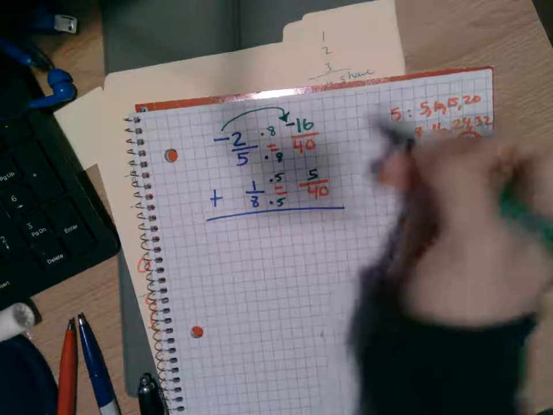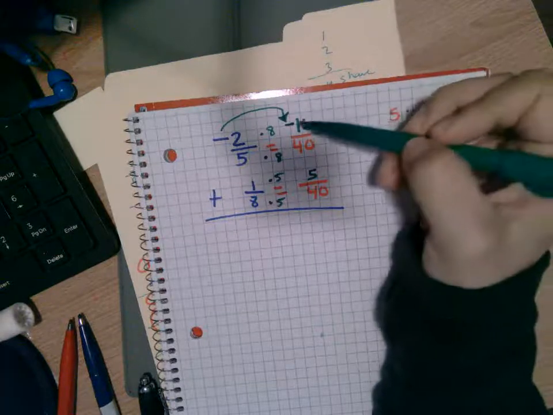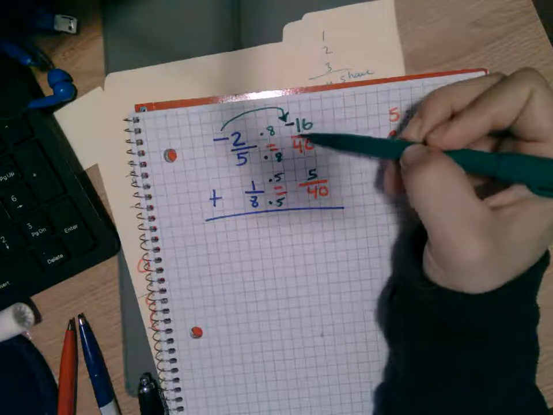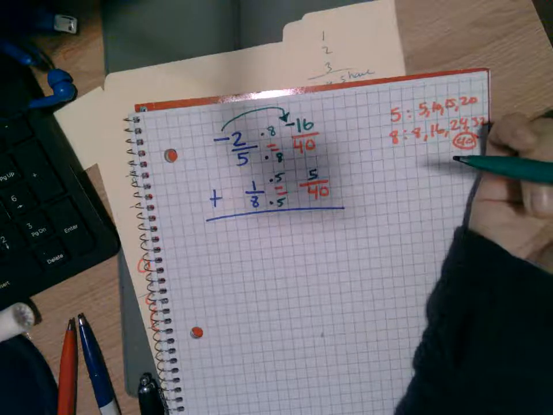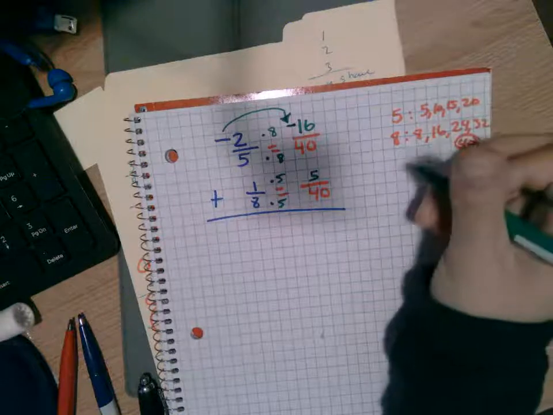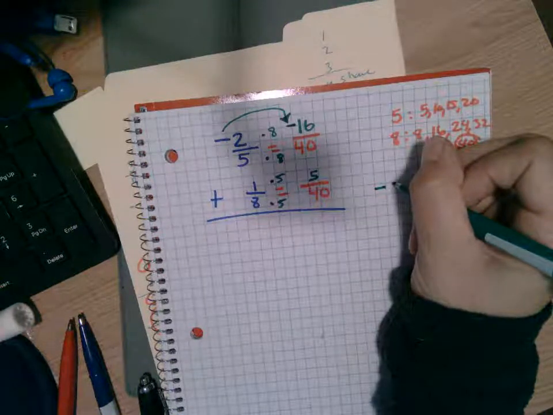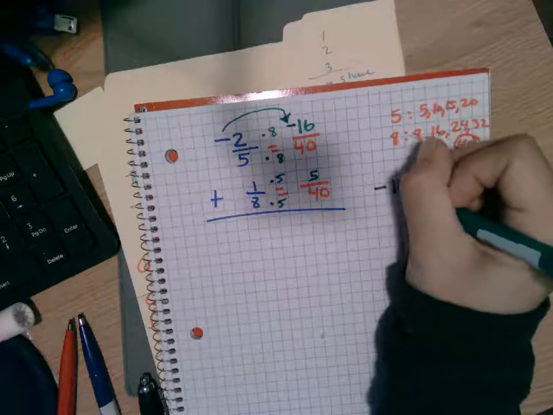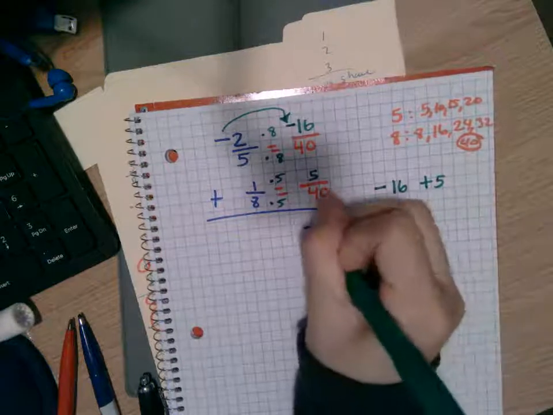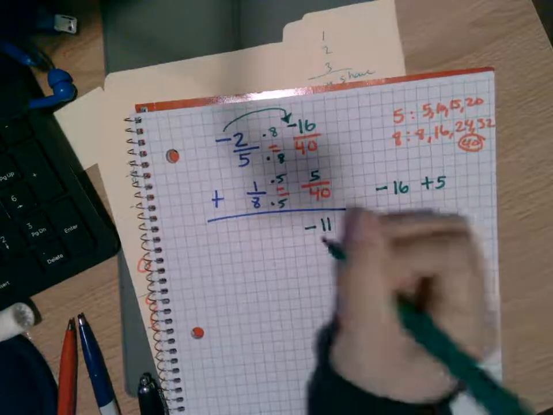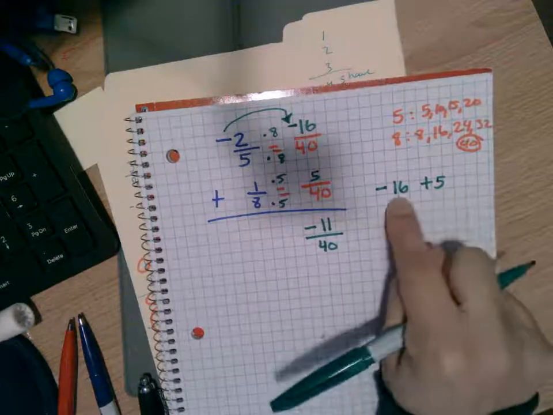All right. Now, be very, very careful with this problem. We have a -16 plus 5. What is negative 16 plus 5? -11. Yes, -11 over 40. Be careful. If you want to write, that's it.